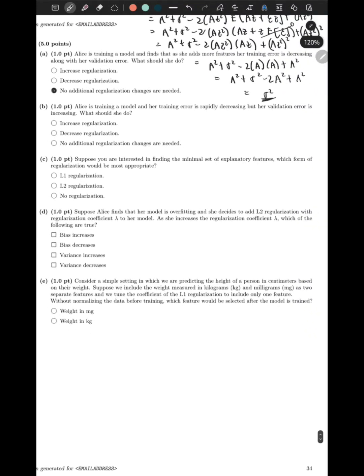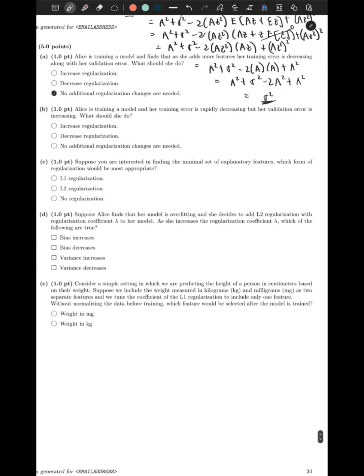For part B, Alice is training a model and her training error is rapidly decreasing, but her validation error is increasing. What should she do? So when your training error decreases and your validation error increases, this means that you're probably overfitting, which means that your model is too complex.